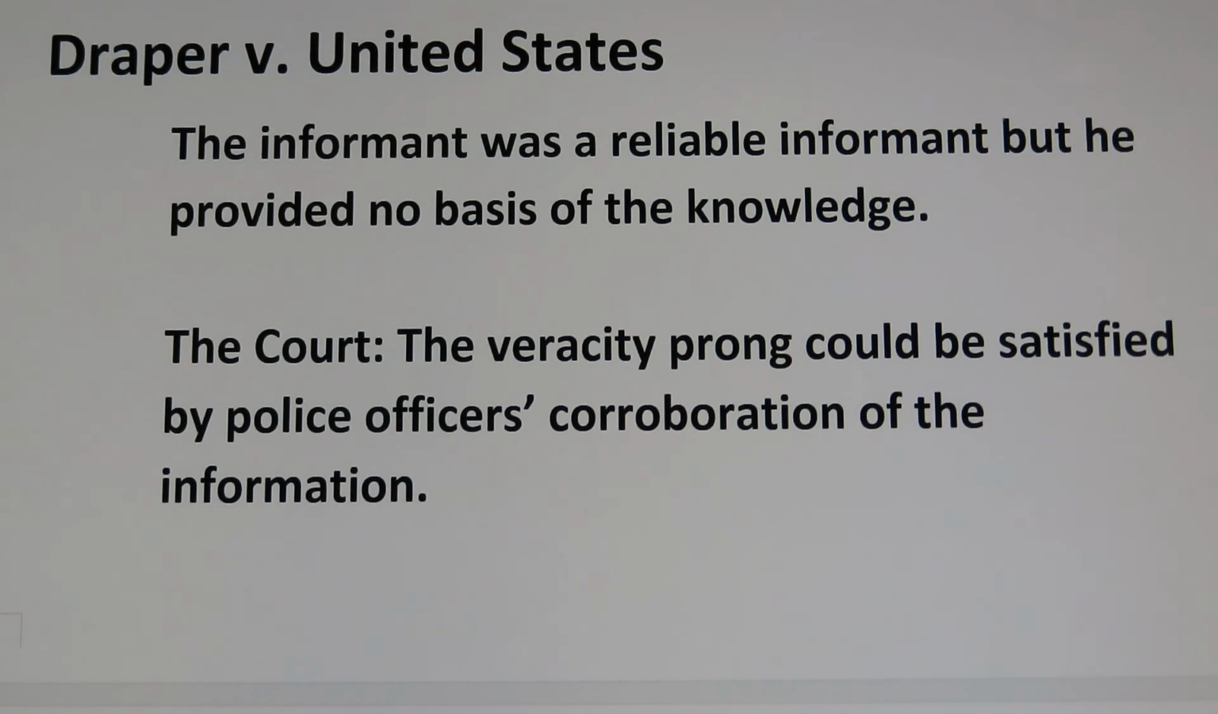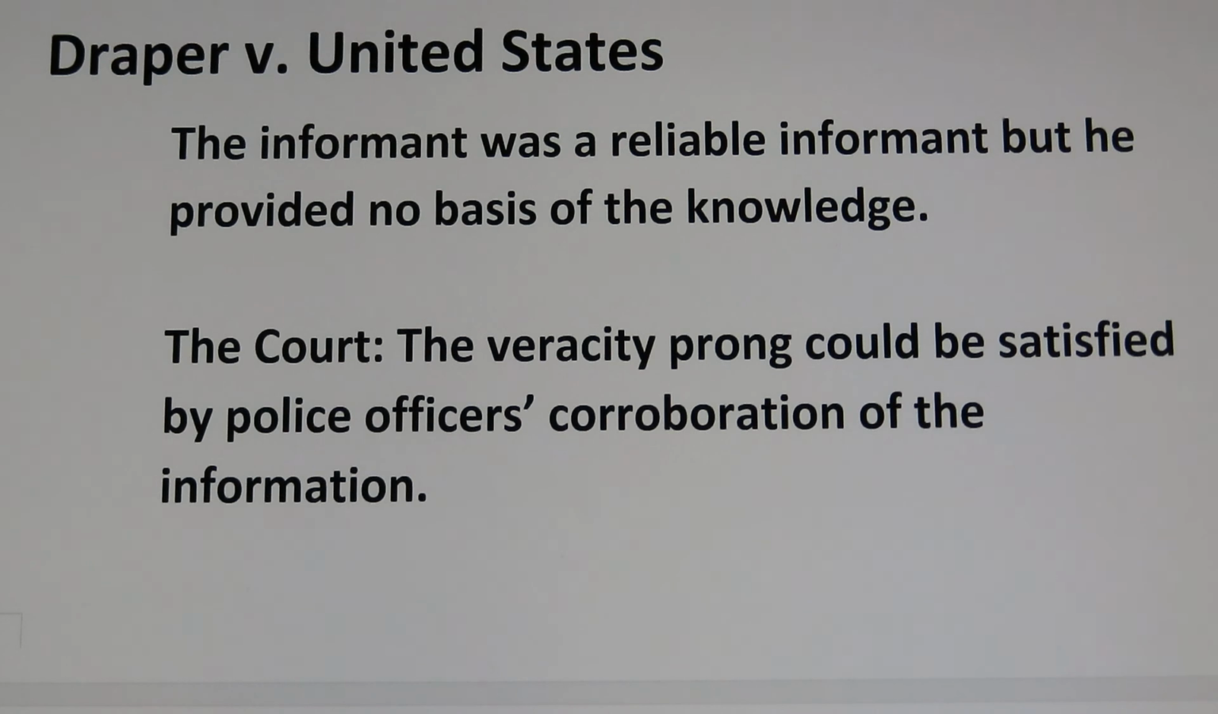Why did he argue the police did not have probable cause? Because he argued the police failed this two-pronged test. We said that if the police wanted to establish probable cause based on information provided by an informant, they must satisfy this two-pronged test. We already indicated this informant was a reliable informant, so the first prong actually was satisfied.